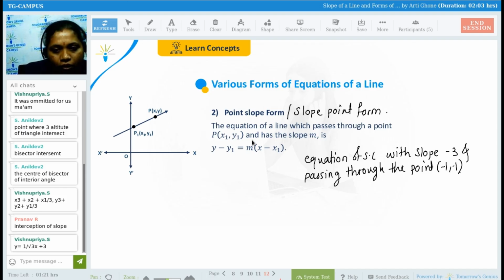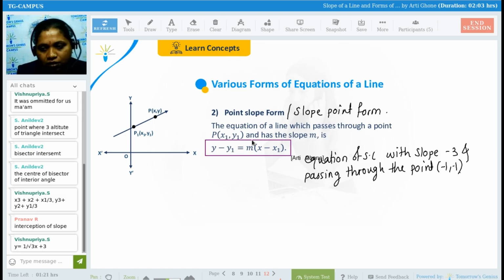Now what is the slope point form? The equation of line which passes through the point x1 y1 and has the slope m is the equation of line. So just put the proper value, will get the answer. Clear? Solve quickly within 2 minutes. Tell me the value of this straight line fast.